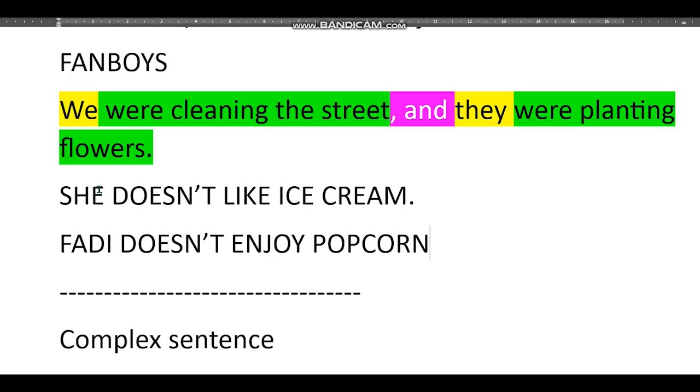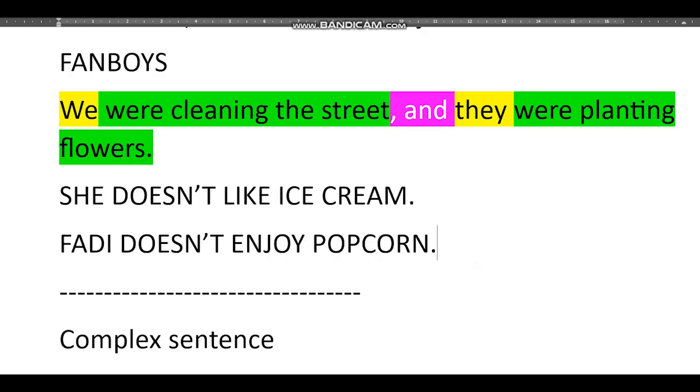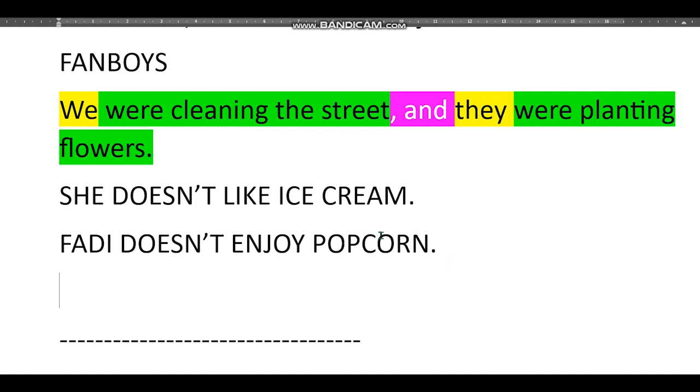Okay, so let's join both of these clauses into one compound sentence. And because both of them are in the negative, we have to use a what? We have to use nor. So let's do it.